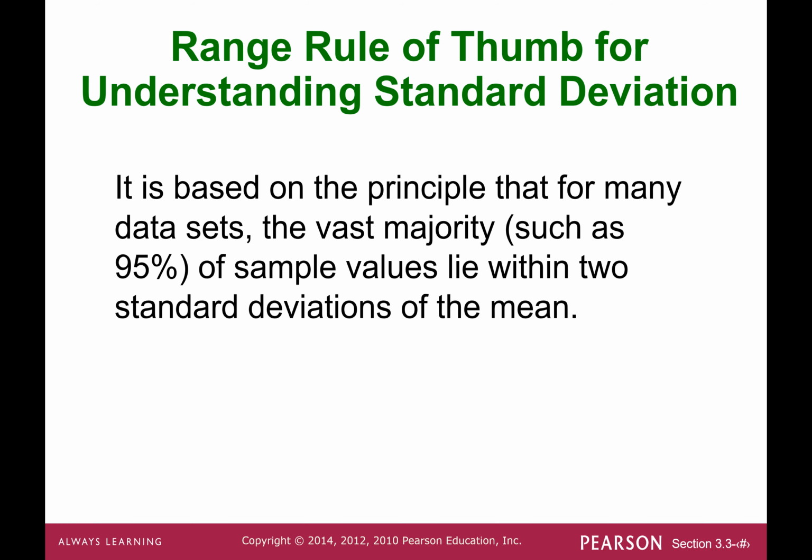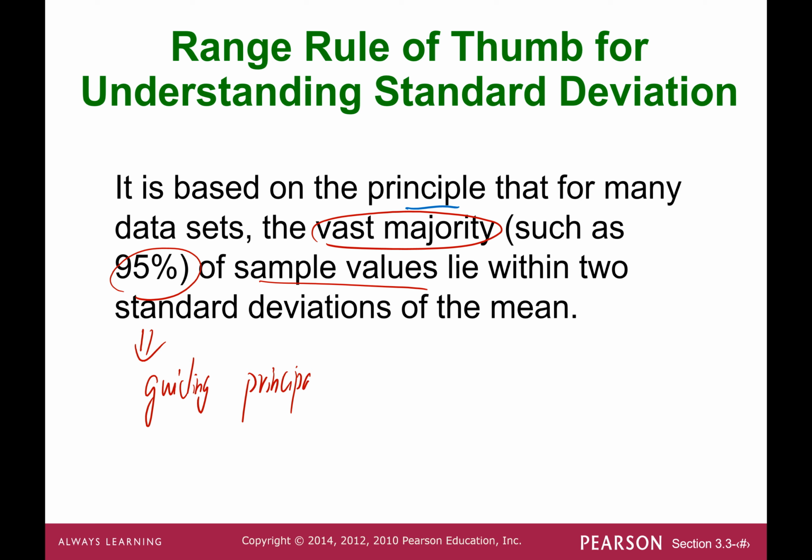Next thing, let's talk about the range rule of thumb for understanding standard deviation. Based on empirical experience, for many data sets, the vast majority, meaning 95% of the sample values, lie within 2 standard deviations of the mean. So this is like a guiding principle: 95% of data values fall within 2 standard deviations of the mean.